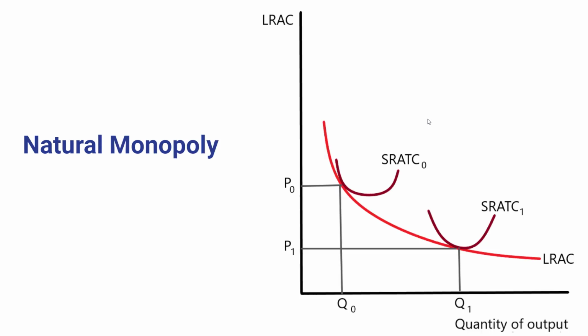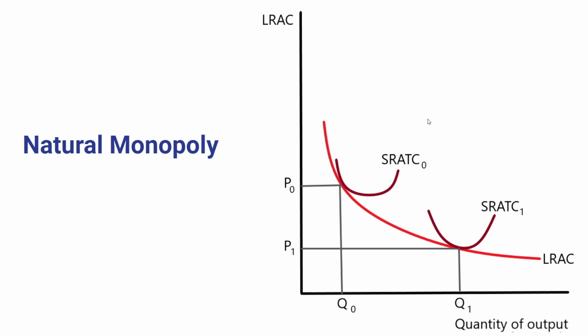A natural monopoly occurs when you have economies of scale over the entire relevant range of production. This long-run average cost curve in this diagram represents the type of cost curve we might expect to see in a natural monopoly. I've illustrated here two short-run average cost curves, one labeled SRATC0 and the other SRATC1. What we observe there is that the larger firm, the firm with more capital, corresponding to SRATC1, is able to produce output at a lower cost per unit.